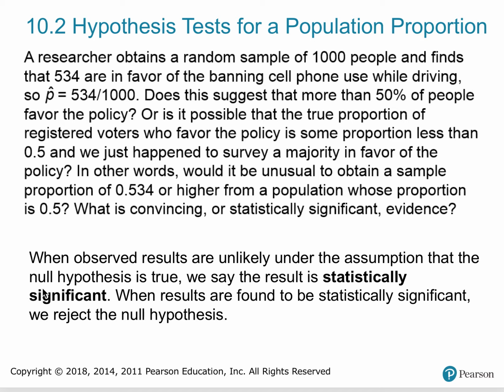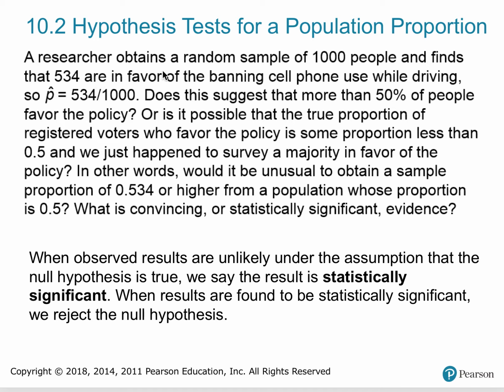Okay, 10.2, hypothesis tests for a population proportion. So we're going to have three methods for testing hypotheses: the classical approach, the p-value approach, and then using confidence intervals. So first, let's look at an example that we can use to understand both the classical and the p-value approaches, because they're basically the same except for at the very end what you use to base your conclusion on.